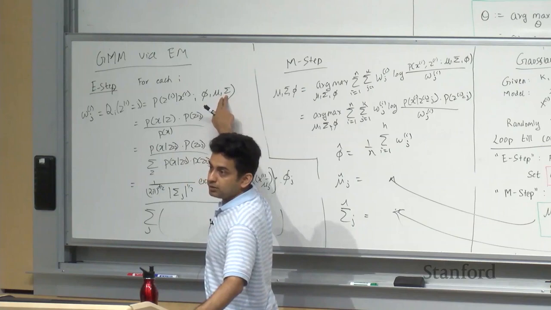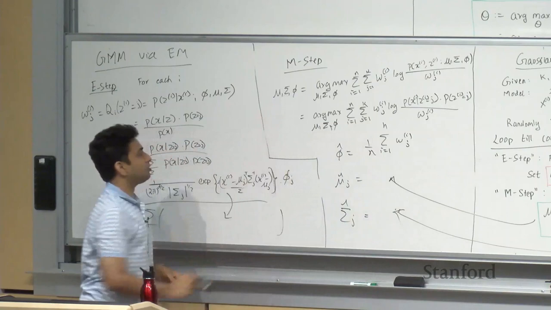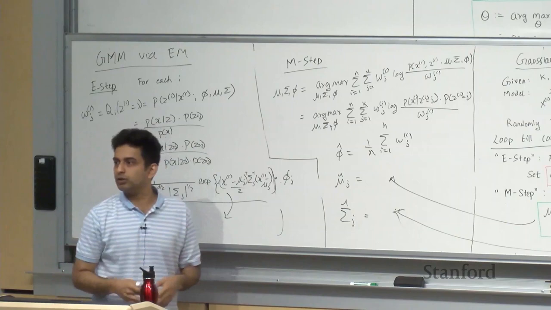Yeah, so in the M step, we simultaneously update all of those. You can do it for any mu j or sigma j, and it's symmetric, so once you do it for one, it's the same procedure for updating all the others. Good question.